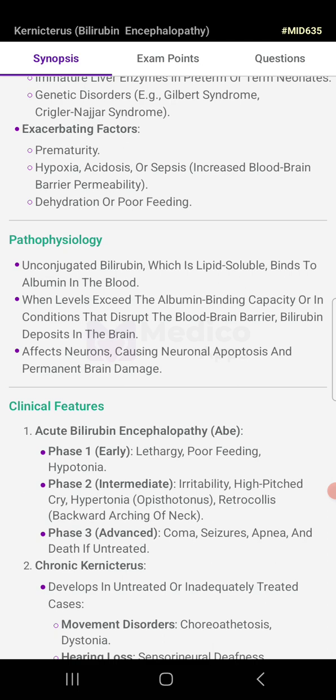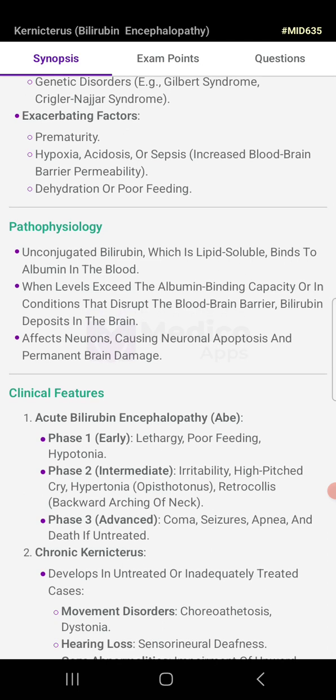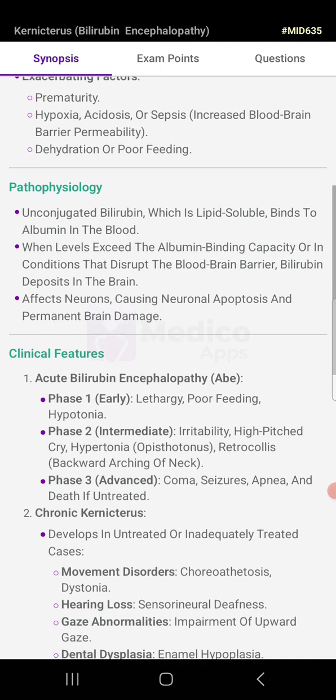For the pathophysiology, unconjugated bilirubin, which is lipid soluble, binds to albumin in the blood. When levels exceed the albumin binding capacity, or in conditions that disturb the blood-brain barrier, bilirubin deposits in the brain, affects the neurons, causing neuronal apoptosis and permanent brain damage.